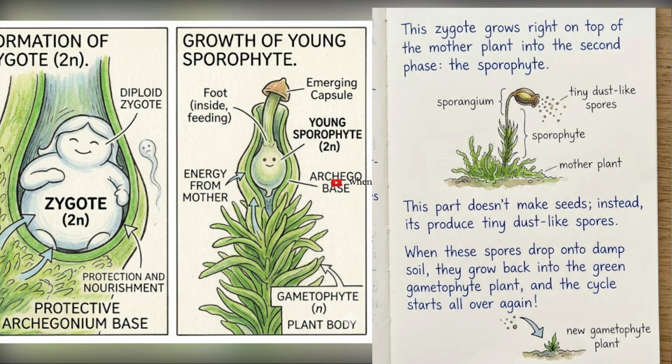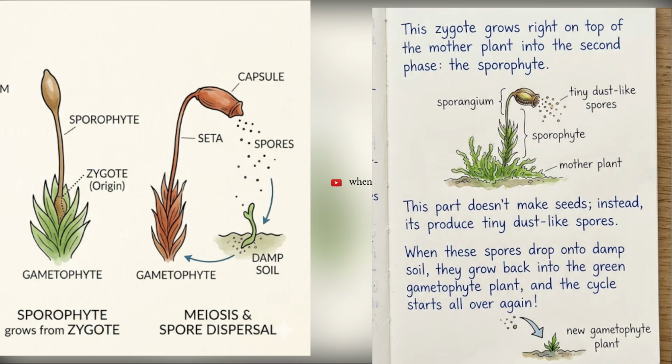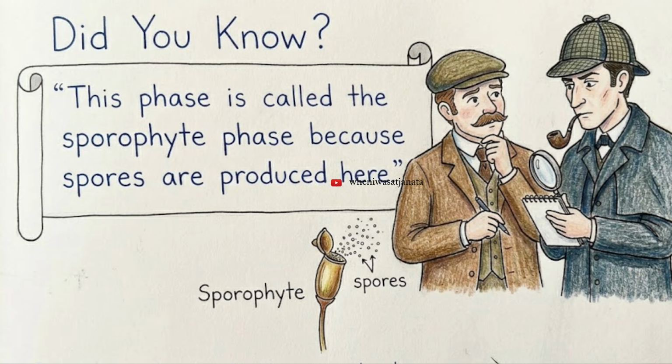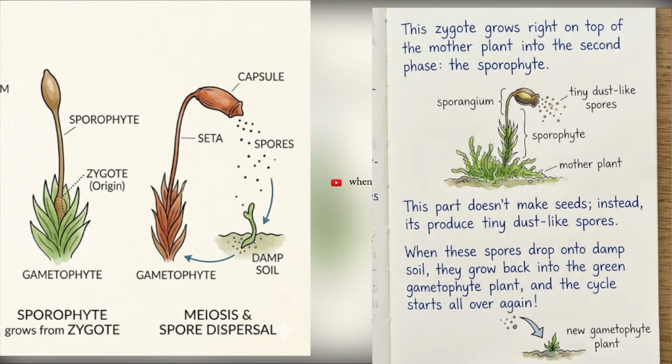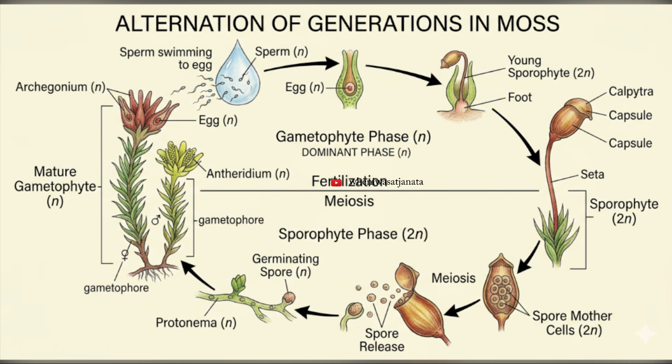This zygote grows right on top of the mother plant into the second phase, the sporophyte. This part doesn't make seeds, instead, it creates tiny, dust-like haploid spores. This phase is called the sporophyte phase because spores are produced here. When these spores drop onto damp soil, they grow back into the green gametophyte plant, and the cycle starts all over again.